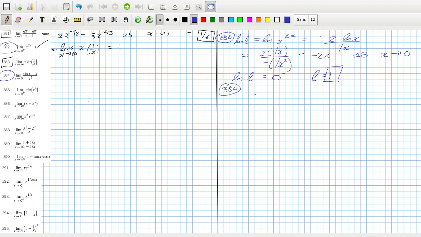L'Hopital, so I can see the top is going to behave like 0. So I think this will be 0. L'Hopital would say it is cos x minus 1 over 2x. And the derivative again is minus sine x over 2, which is 0. Yeah, so what I thought, 0. Okay, next one.